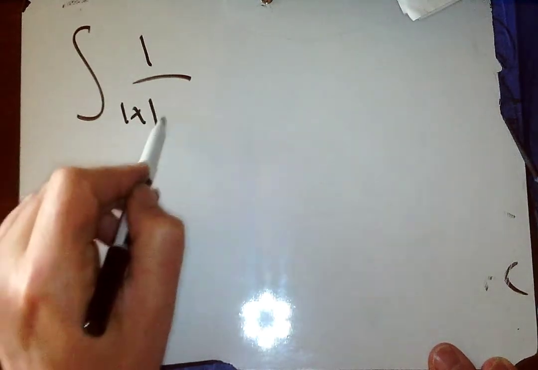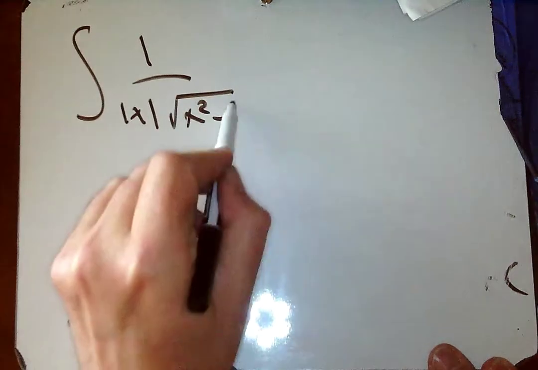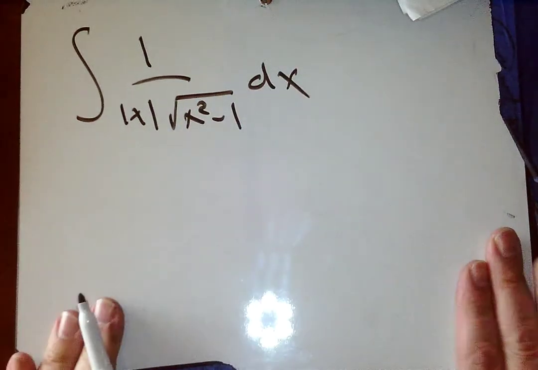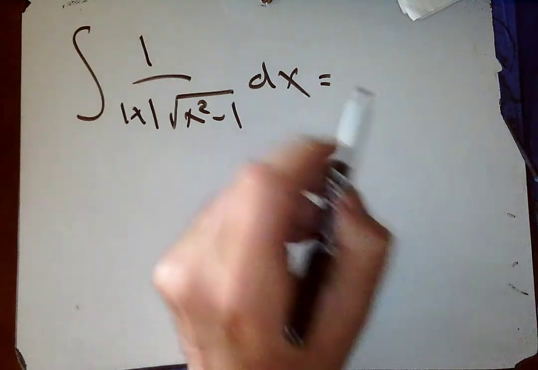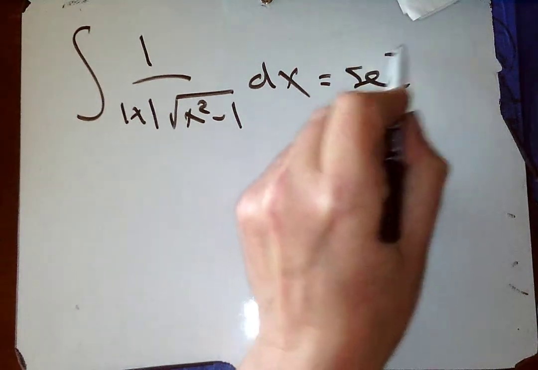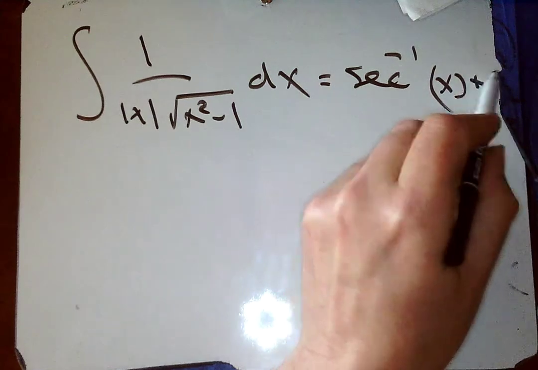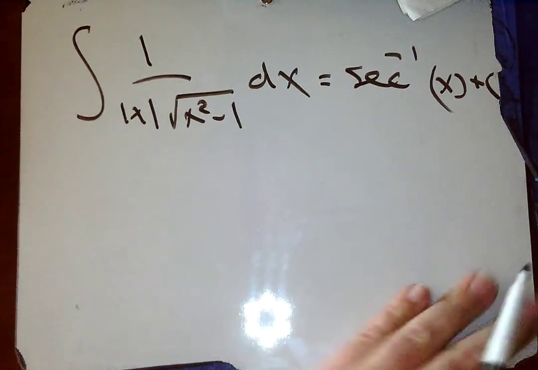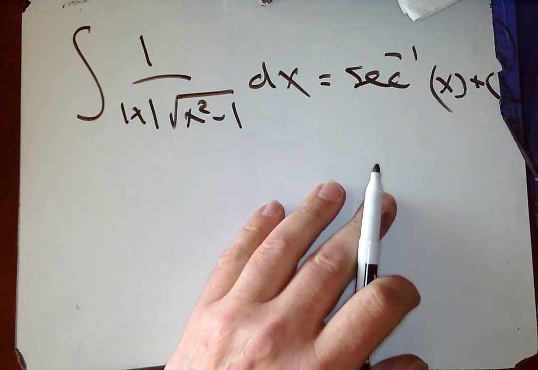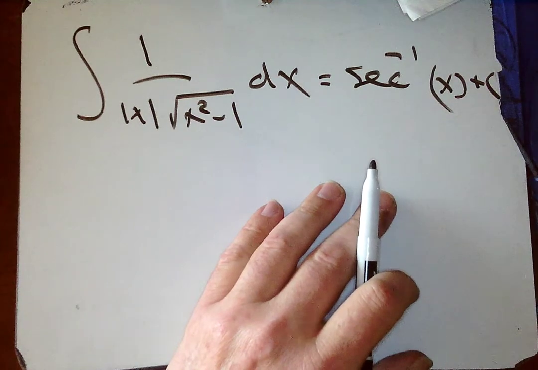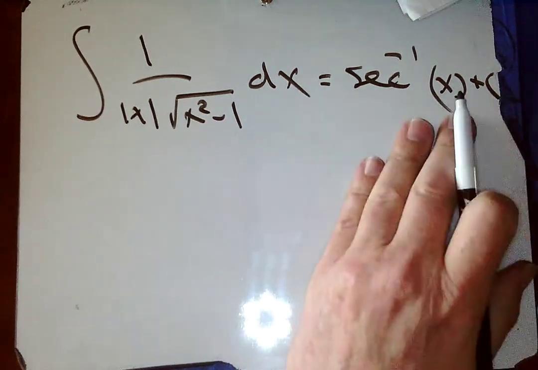Okay. As opposed to this one. 1 over absolute x square root x squared minus 1 dx. Whose derivative are you? Secant inverse of x. Don't forget the plus c. I know, I keep saying don't forget the plus c. You know why? Because even though I've said it this many times, we're all going to forget it at least once. So please, plus c, plus c, plus c.